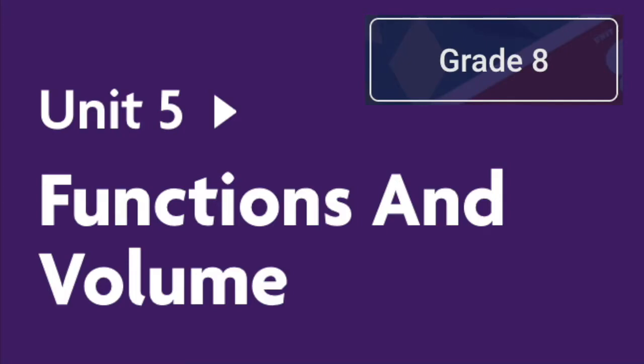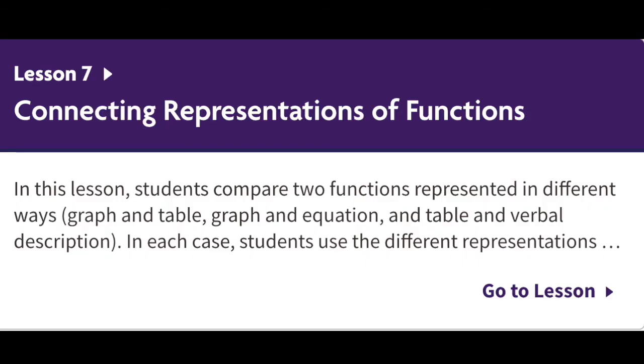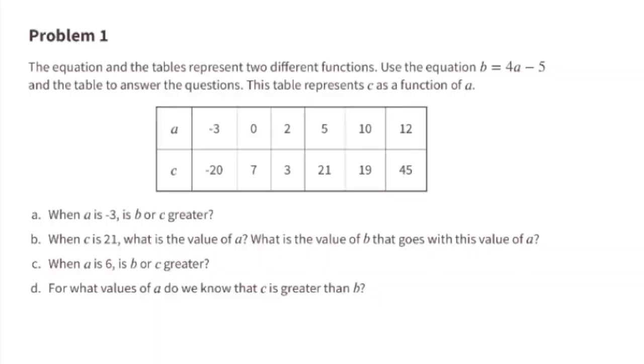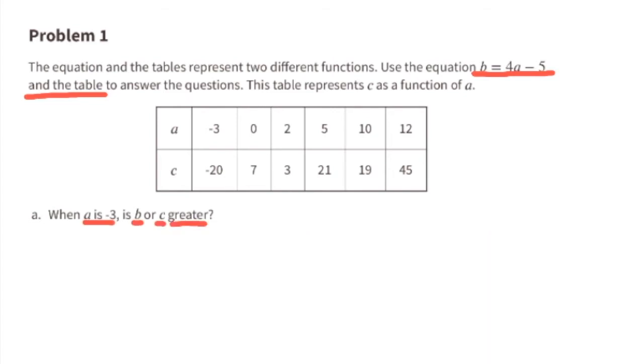8th grade, Unit 5, Lesson 7, Connecting Representations of Functions. Problem number 1. The equation and the tables represent two different functions. Use the equation b = 4a - 5 and the table to answer the questions. This table represents c as a function of a. A. When a is negative 3, is b or c greater?